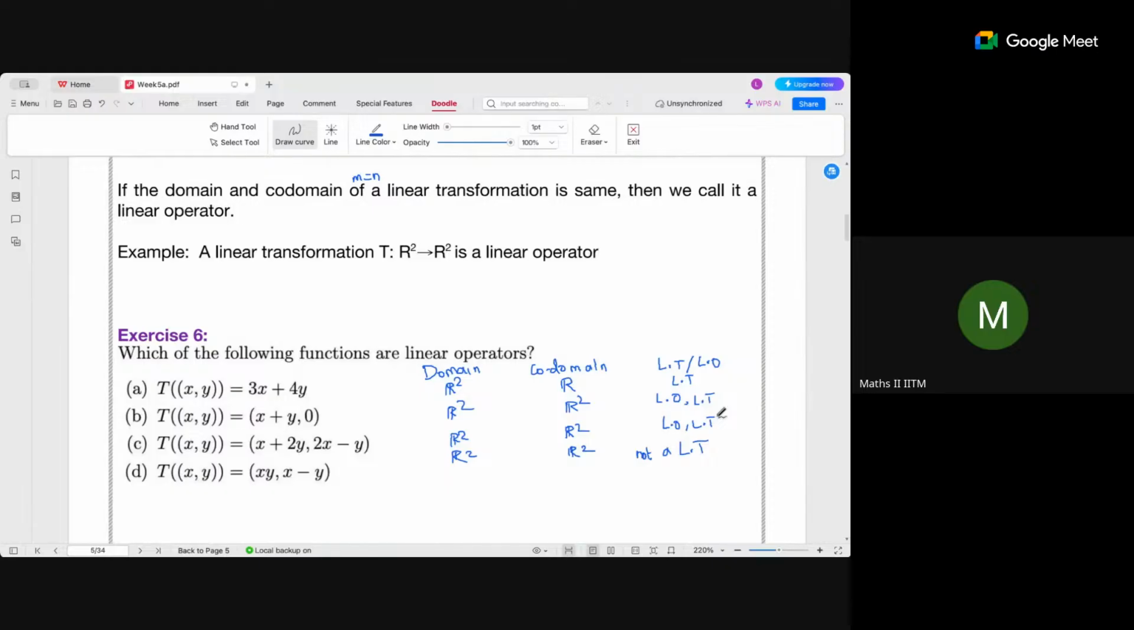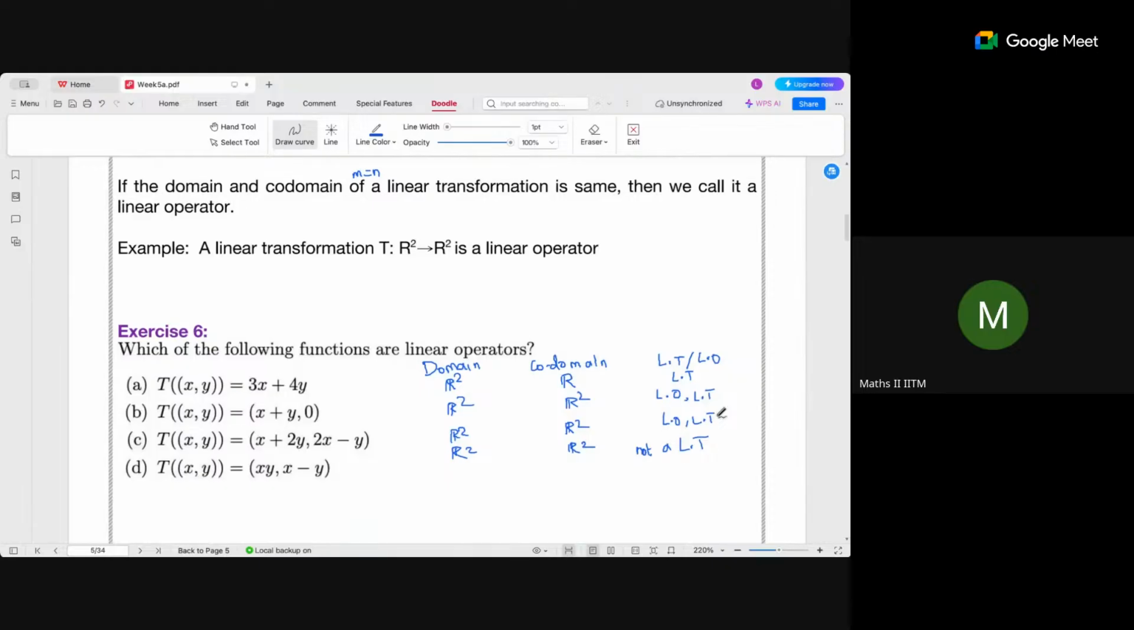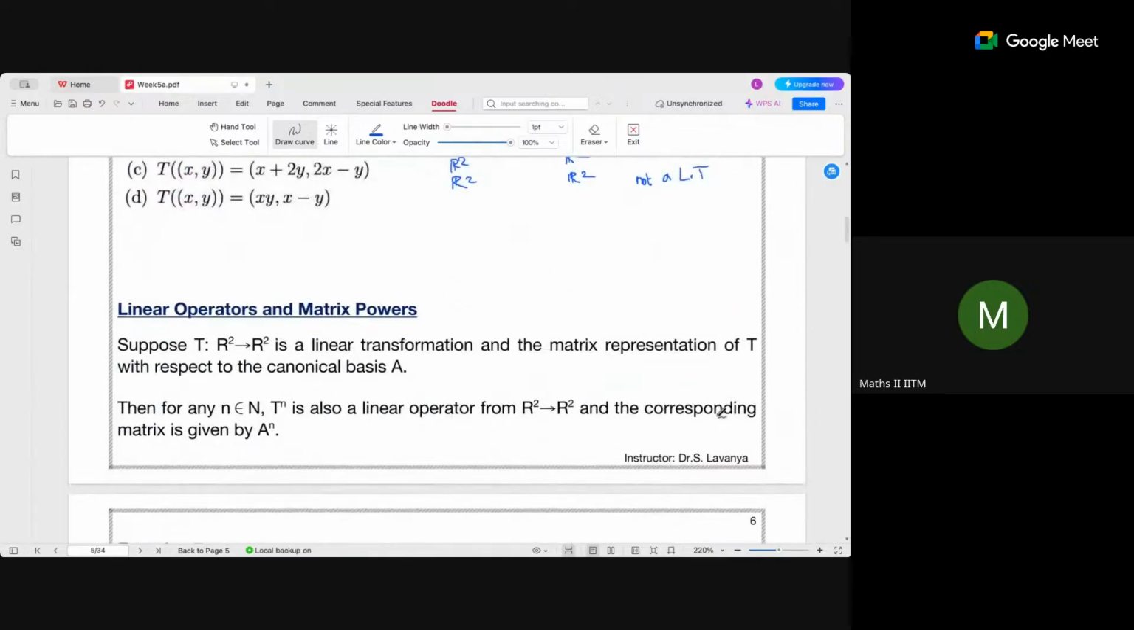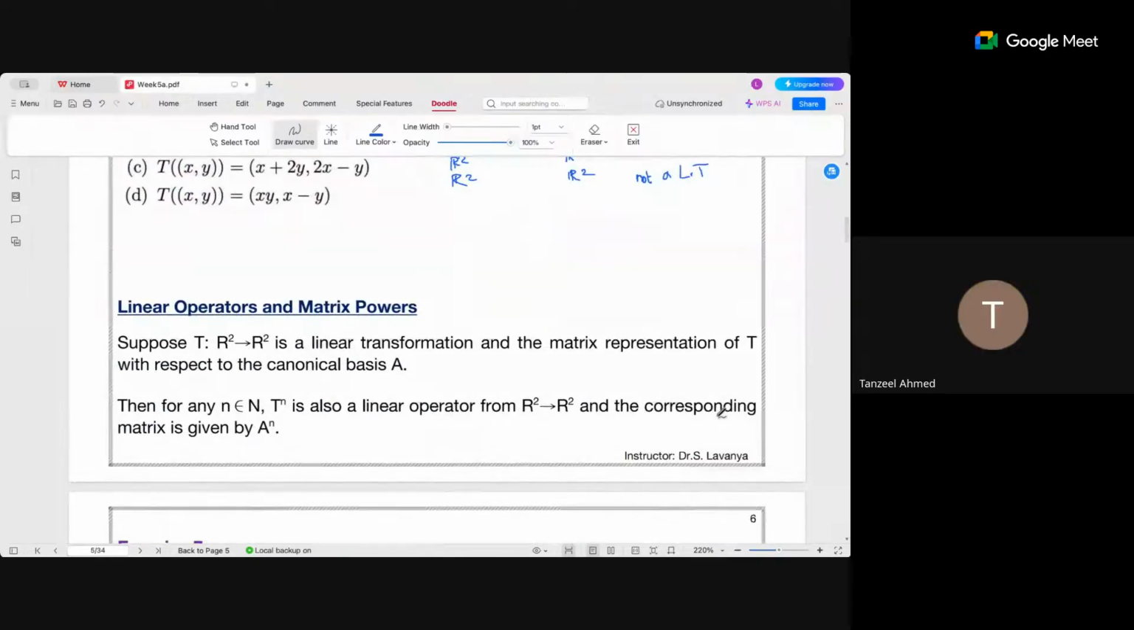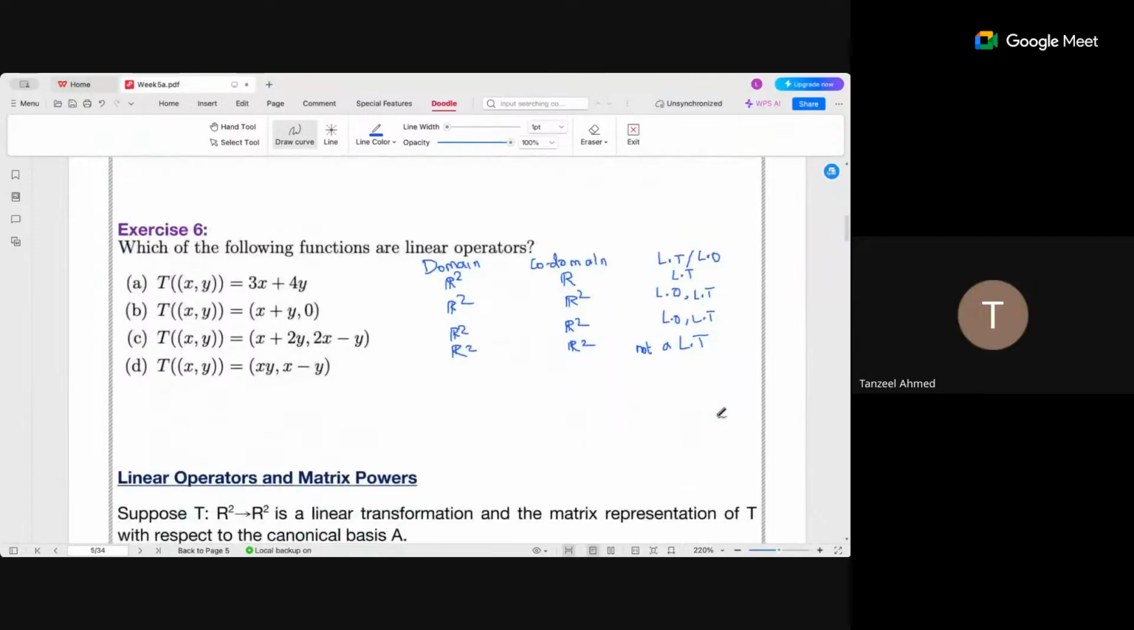Okay, fine. A very basic question. Now we are going to... Excuse me. Yes. If in B we had x plus y comma anything but 0, we would lose that one also, correct? Not necessarily. Here, if we had x plus y comma 1, then we have lost linearity. I think you are saying it, but any constant. In that case, yes.